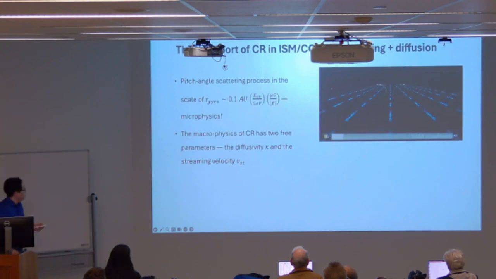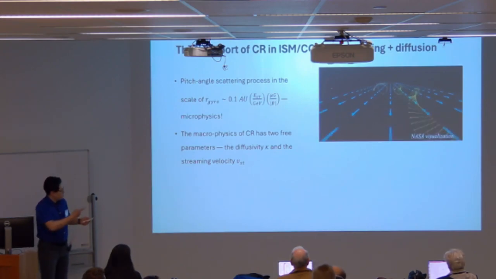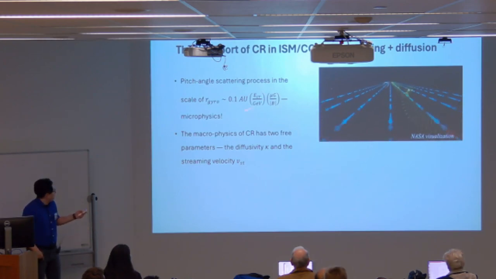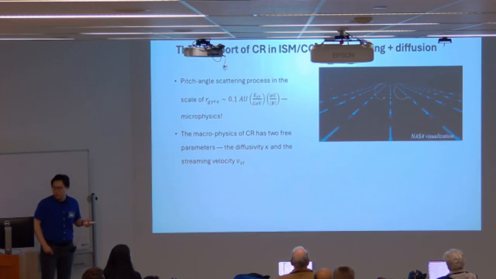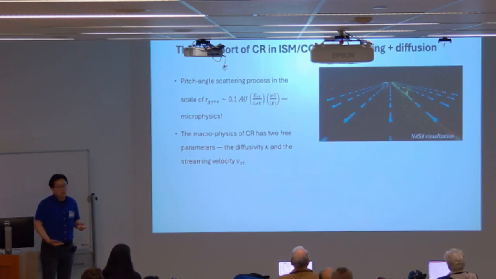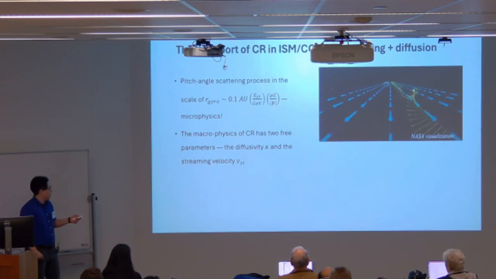so-called pitch-angle scattering processes. As you can see from this animation, cosmic ray particles are scattered along magnetic field lines. But this happens on a gyroradius scale, which is only about a tenth of an AU in typical interstellar medium density environments. So this is super small. You have to go to the microscopic physics of cosmic rays in order to actually resolve them in simulations.